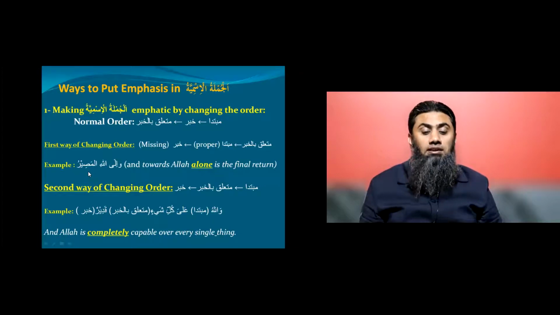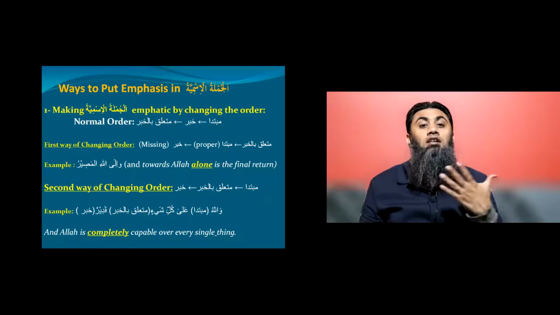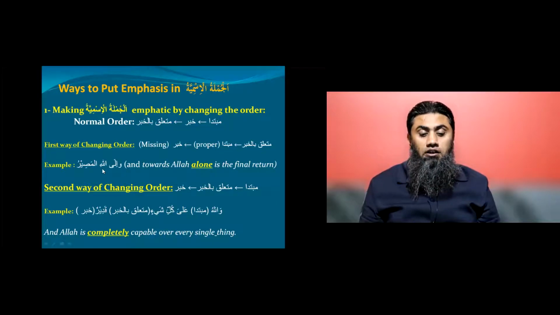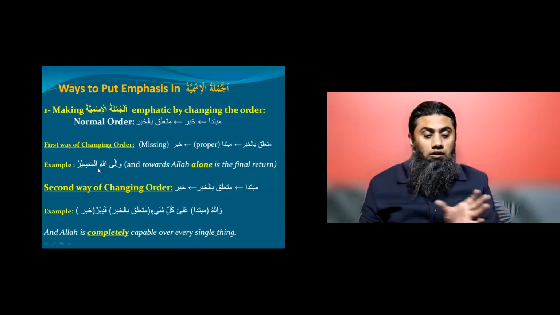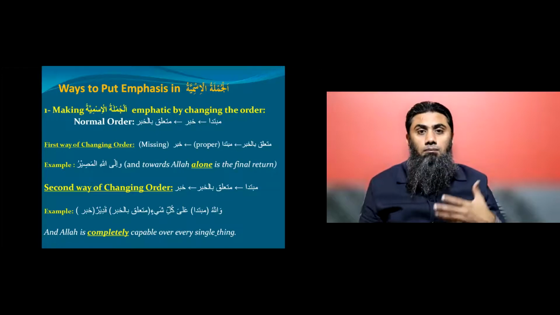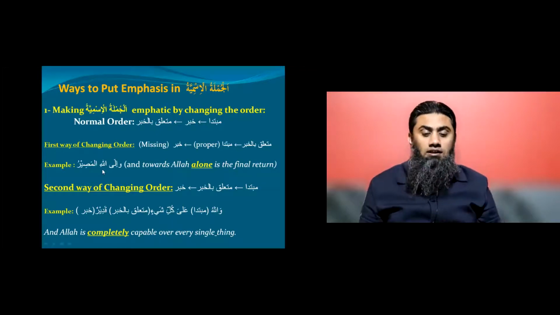So al masiru means the return. Masir means return. Al masir, the return. Towards Allah is the return. Remember, there's no is, am, or are in Arabic. We put it according to the context of the sentence. We just insert this is, am, or are. So towards Allah is the return. As you can see, ila means towards, Allah means Allah, al-masir means the return. But look at the translation: and towards Allah alone is the return.